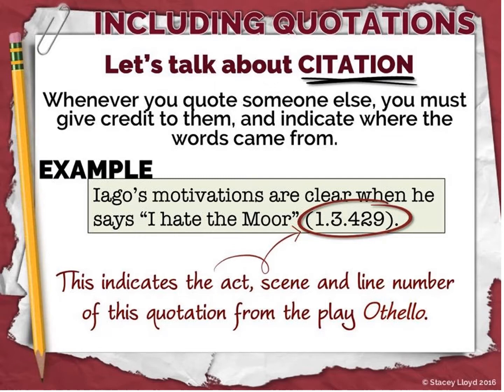If you're working with a play, it's going to be slightly different. For example, Iago's motivations are clear when he says, "I hate the Moor." And in your parentheses for your citation, you're going to include the act number, which is 1, the scene number, which is scene 3, and the line number, which is line 429. And this is from the play Othello.